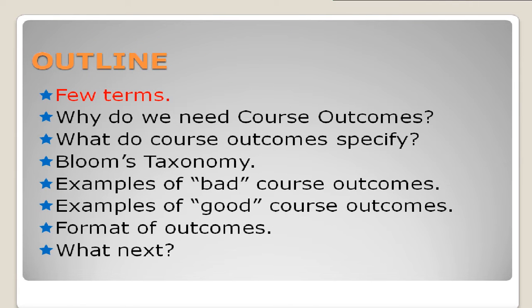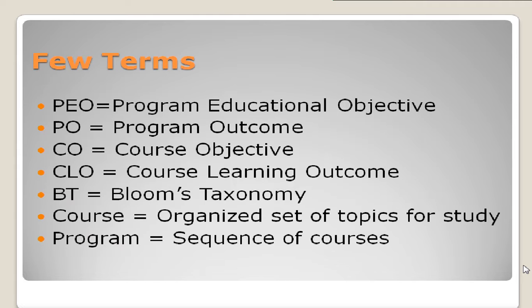With this, we will see the outline of the presentation. We will define a few terms, then we will see why course outcomes are needed and what they are about, a little bit about Bloom's taxonomy, not a lot, just one or maybe a couple of slides, and then we'll see examples of bad course outcomes, that is what not to do, and then good course outcomes, an example of good practice, then the format of outcomes, and slightly what next. What do we do after doing all this? Okay, we'll begin with it here.